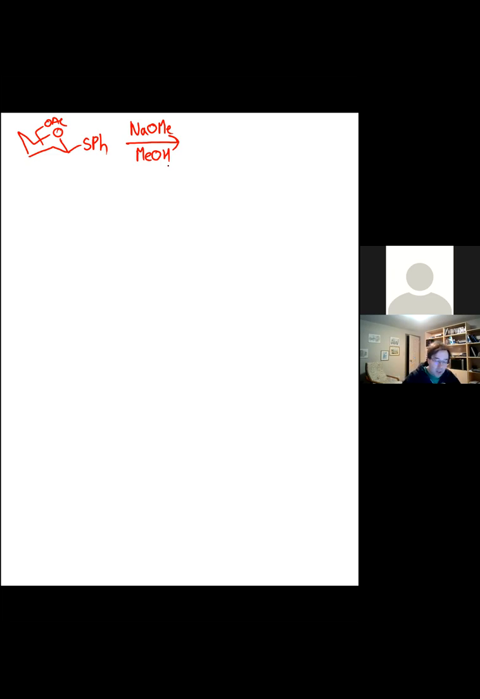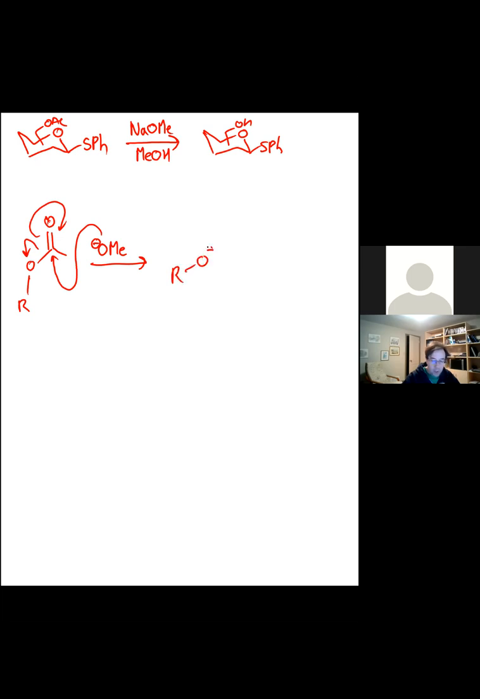And so what's happening here is we are getting basically a nucleophilic ester hydrolysis. So you have an ester, you have sodium methoxide, it attacks the carbonyl and releases the alkoxide, which is then protonated by methanol.